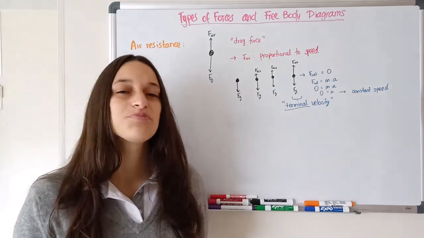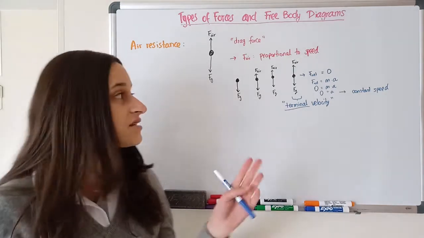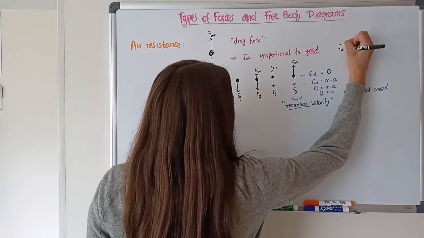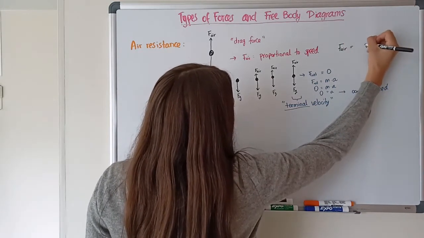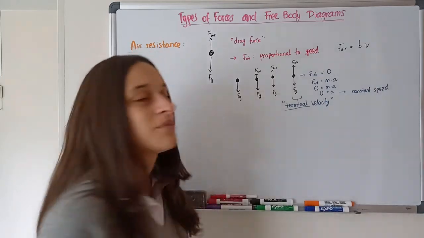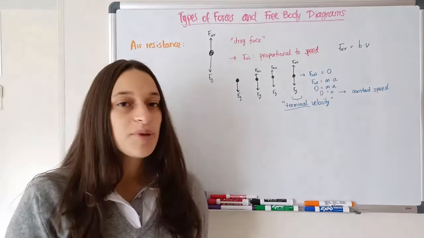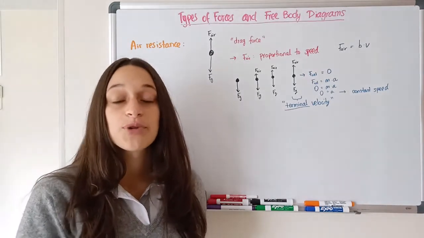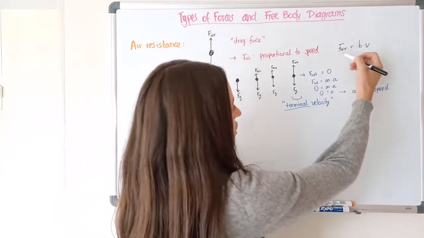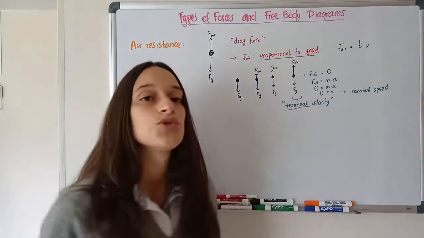Now, there's no specific equation for the force of air resistance, but since it's proportional to speed, we can say that it's equal to speed times a constant, and this constant is usually written as b. But b can be any number. It just depends on if we're talking about a parachute or a raindrop or a coin falling from the Empire State Building. But don't worry about the equation, just know about this relationship of proportionality to speed.